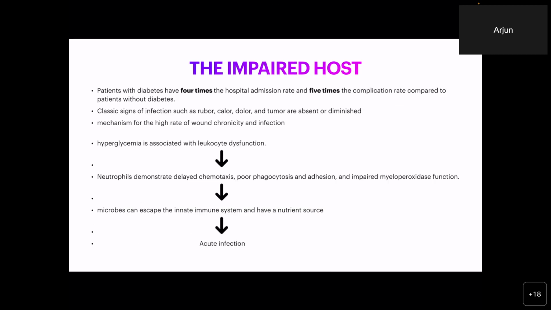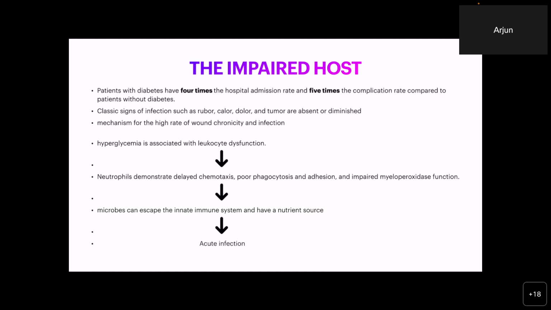Coming to an impaired host, diabetic patients have less immunity and are more susceptible to infections. Patients with diabetes have 4 times the hospital admission rate and 5 times the complication rates compared to patients without diabetes. In these patients, the clinical signs of infection such as rubor, calor, dolor, and tumor are absent or diminished. And this is the mechanism for the high rate of wound chronicity and infection.